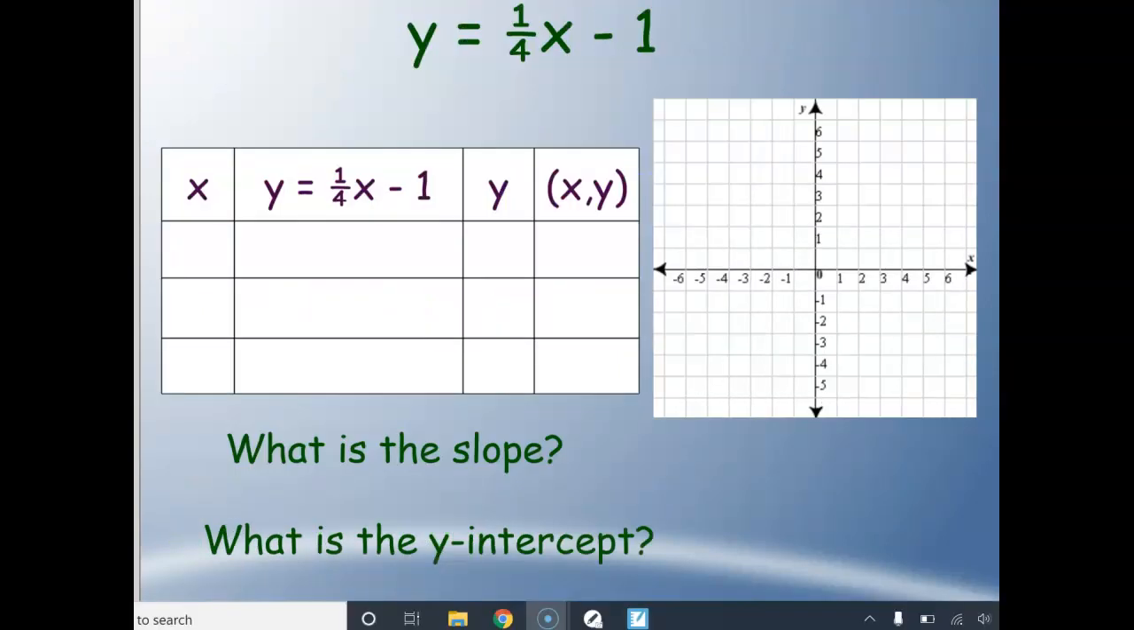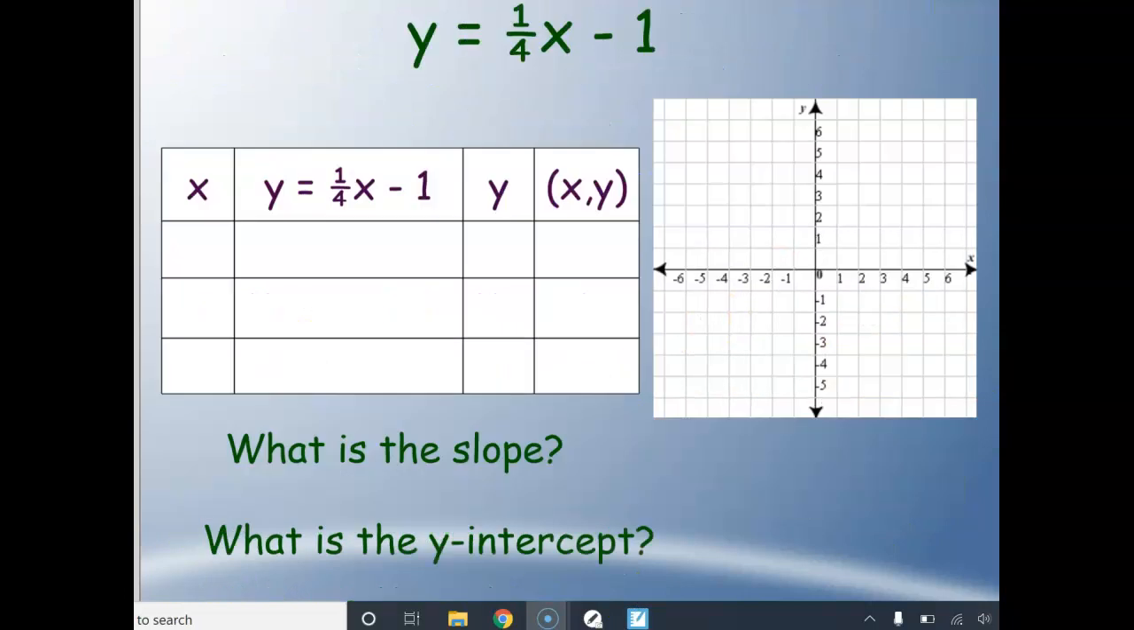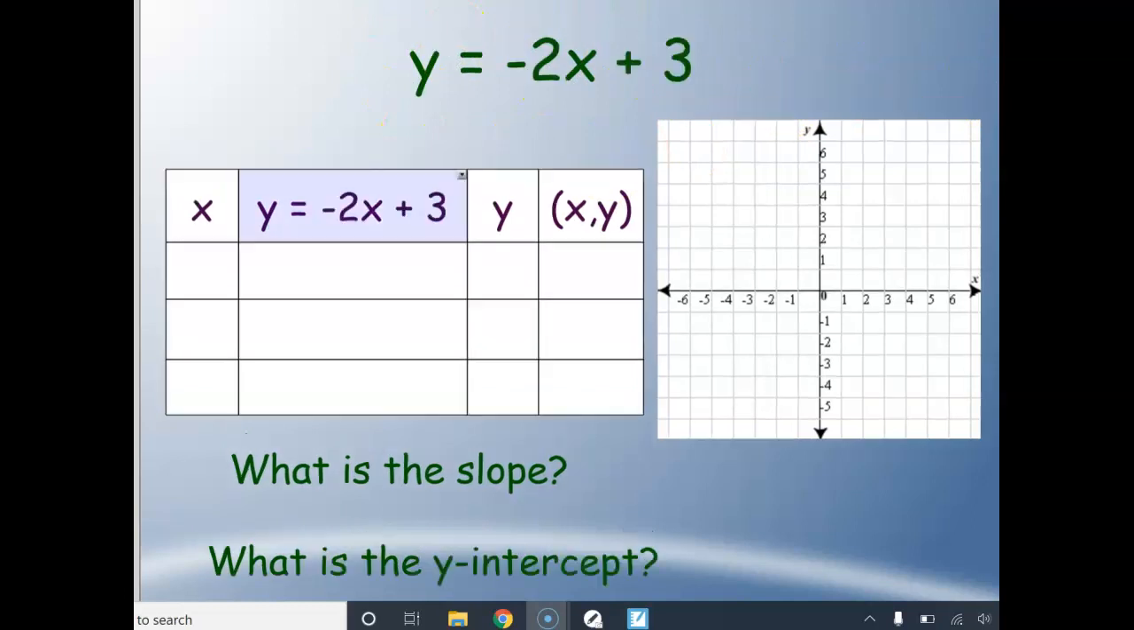So if you're computer number 1 through 11, I want you to write down this equation on your note-taking guide and go ahead and plug it through and graph it. If you're computer number 12 through 22, I want you to use this equation right here. And if you are computer number 23 through 34, I want you to use this equation right here. Okay, go ahead and hit pause, use your little guide, and make it happen.